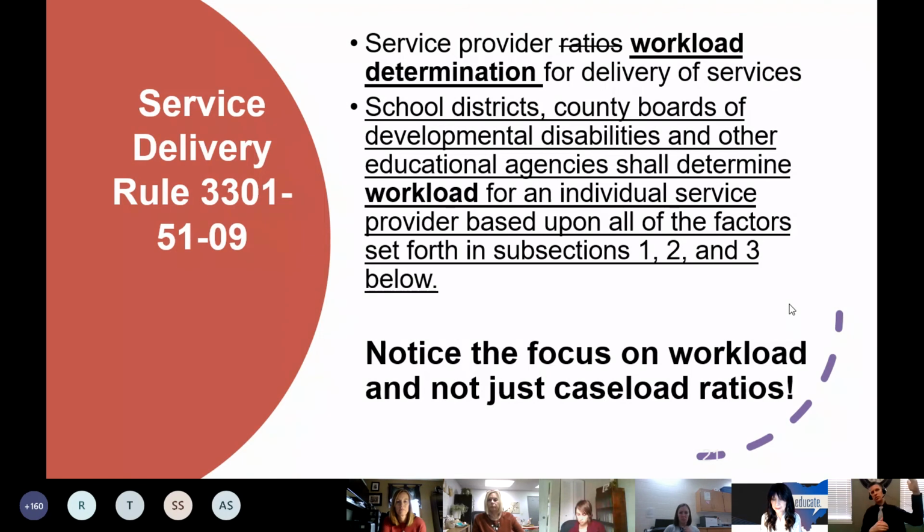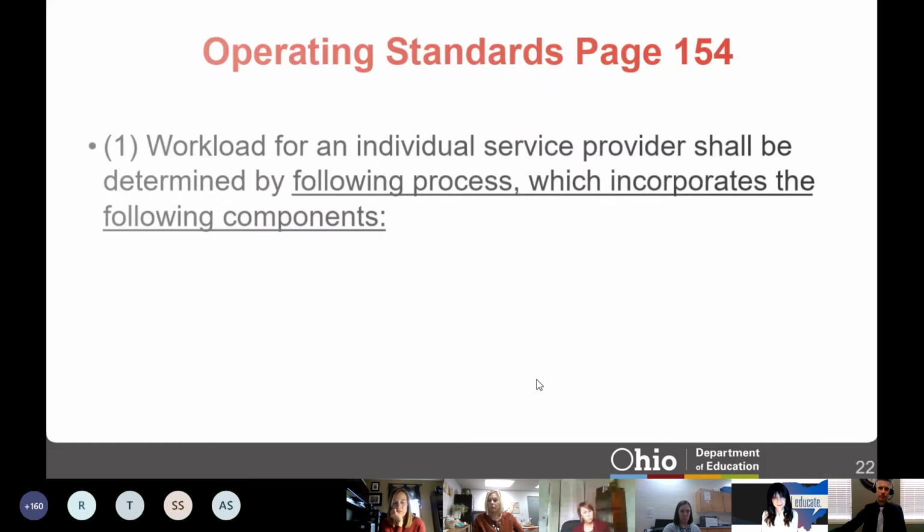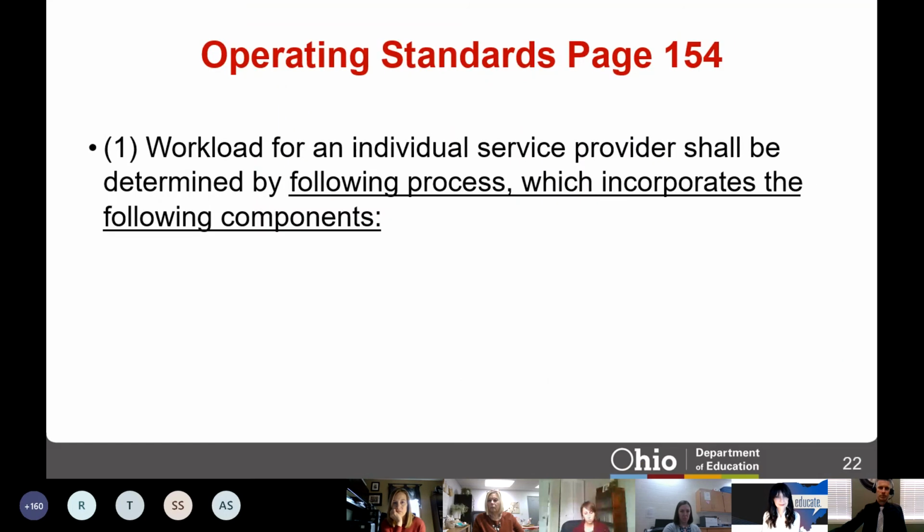It's not, well, we'll give you up to the maximum number and then you'll fit everything else into it. It's actually the opposite. So making that workload determination and then making sure that you don't exceed that cap or that ratio. All right.